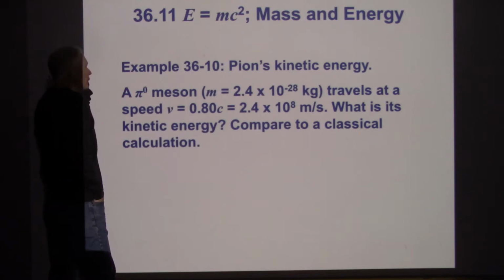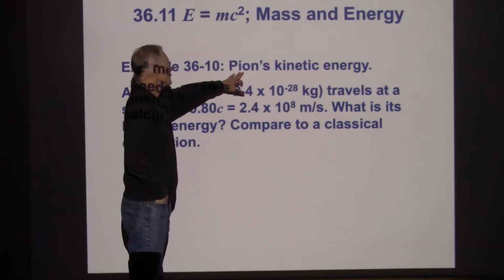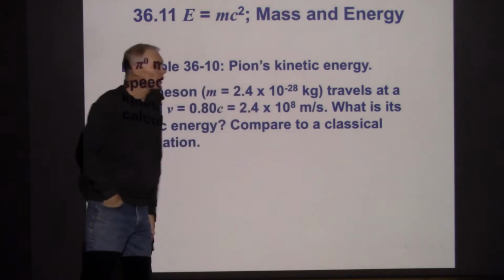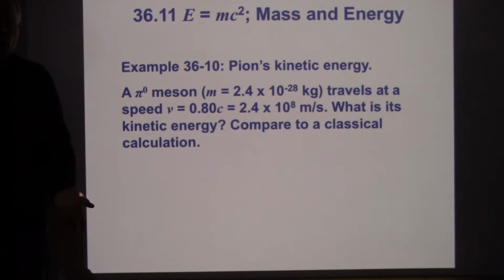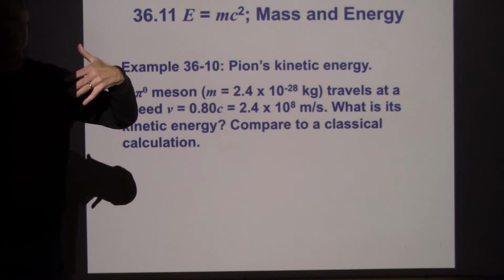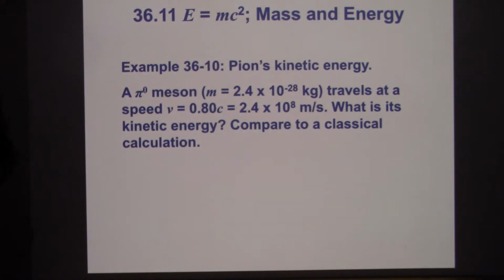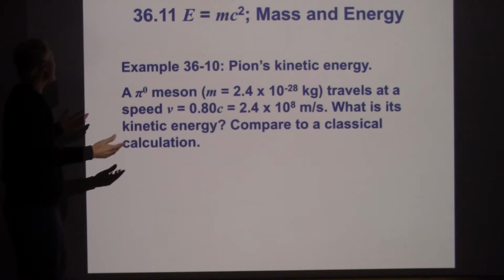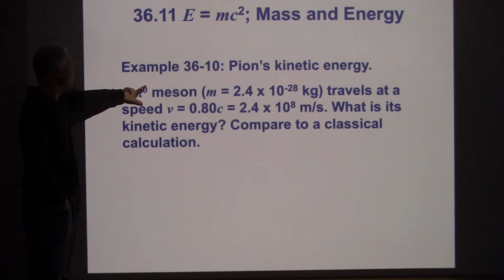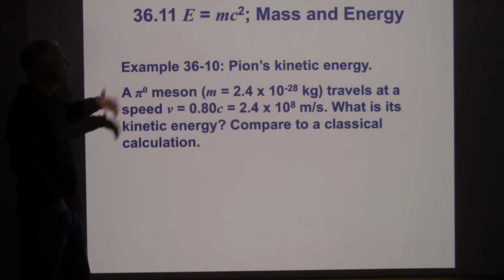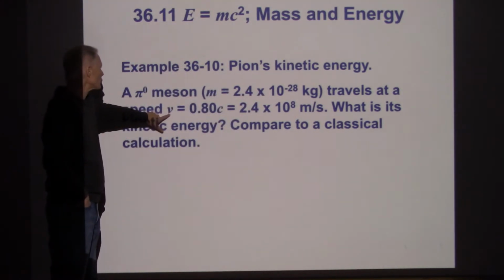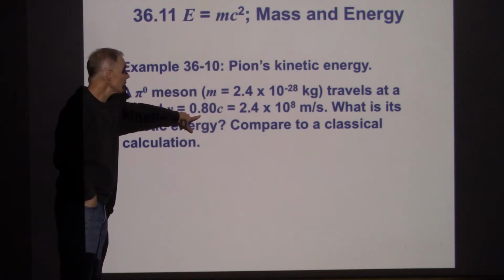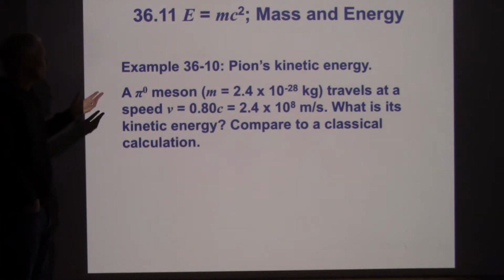Okay, let's set the spacecraft aside. Let's get back to some fundamental unstable particles. We talked earlier about these things called muons. They were discovered back in like the 1930s, coming in through our atmosphere from reactions from high energy particles from the sun and from other things going on in outer space. So a pi neutral meson, that's what these pions are, they're particles, they have a certain mass. Now they've given this in kilograms. They say that they're traveling at 0.80 c. They've given us the speed in meters per second. They're asking, what's its kinetic energy?